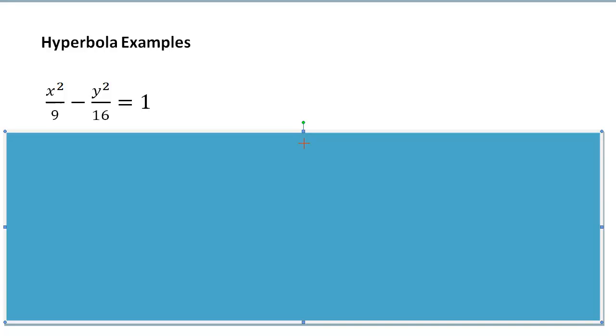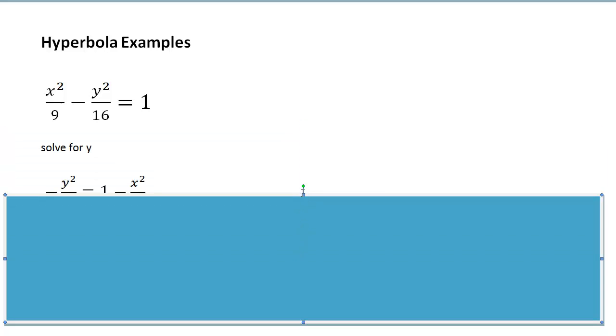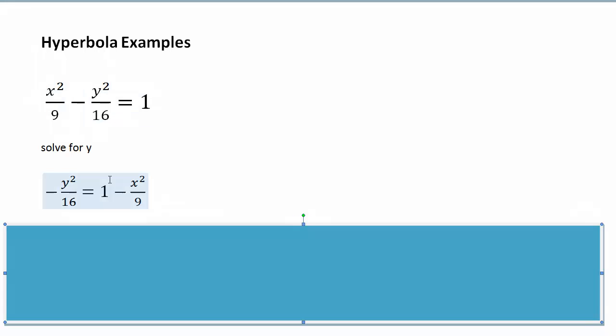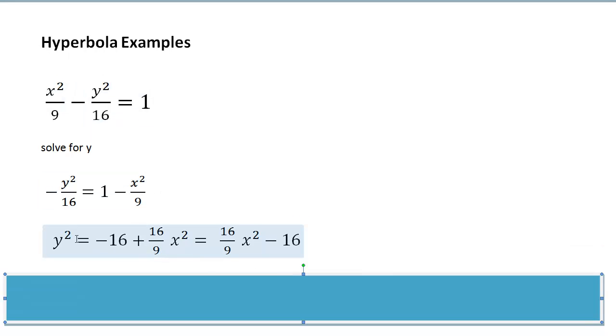So let's try and solve this equation for y. And you could memorize the formula, but I want to go ahead and just solve it for y each time. X squared minus 9 term to the other side, then multiply both sides by negative 16 and rearrange the term so that the positive's in front, and you're left with y squared equals what's in blue there: 16 over 9 times x squared minus 16.